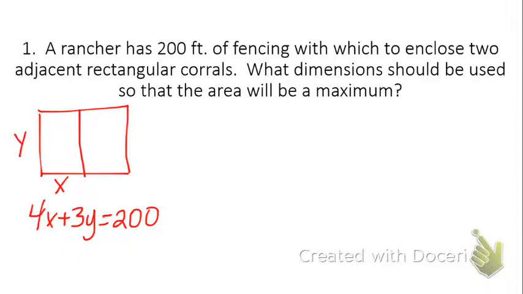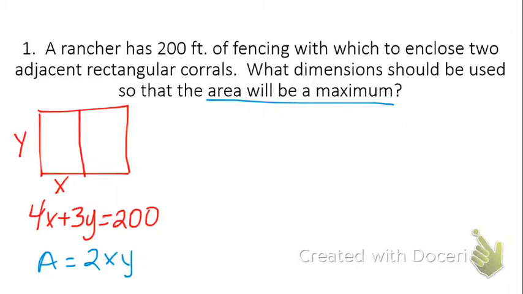Okay, it also tells me that the area is going to be a maximum. So that tells you what the other equation is going to be. The other equation is not going to have an answer with it. It's just going to be a letter equals something with x and y. So we know that it's going to be area because it says area will be a maximum. And so what's the area of this thing? Length times width. Which is 2x times y.